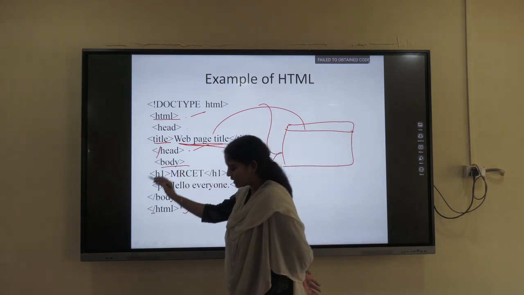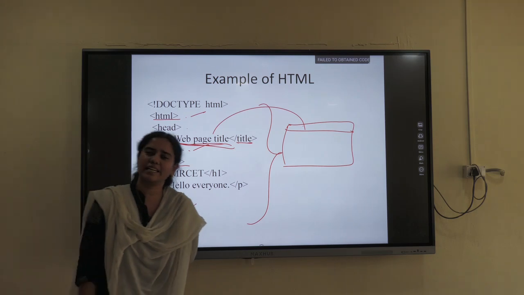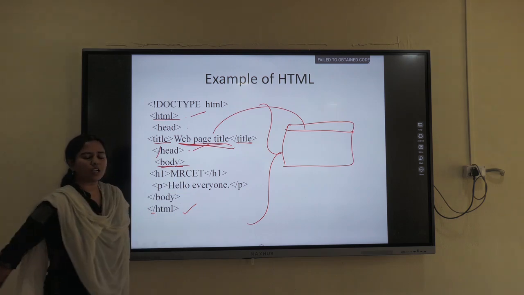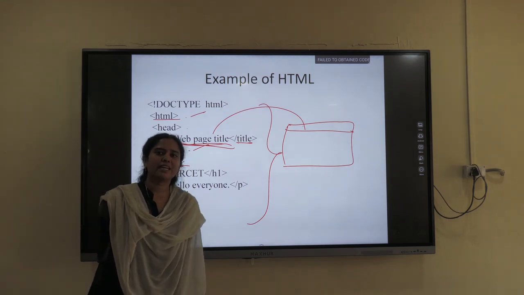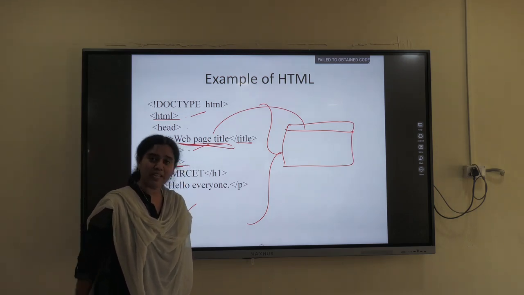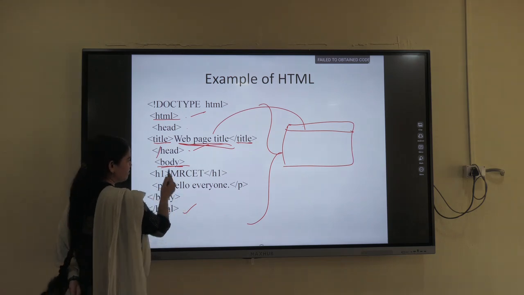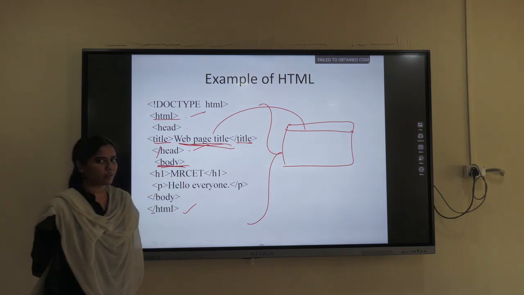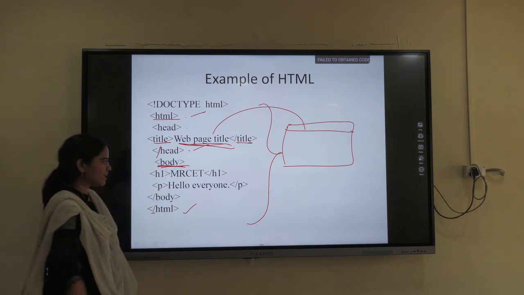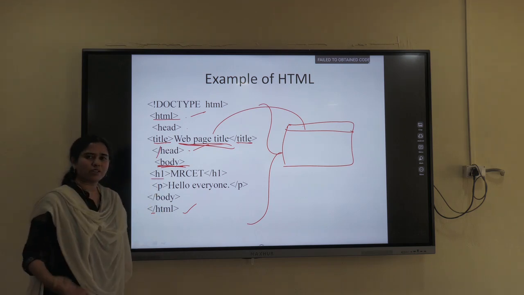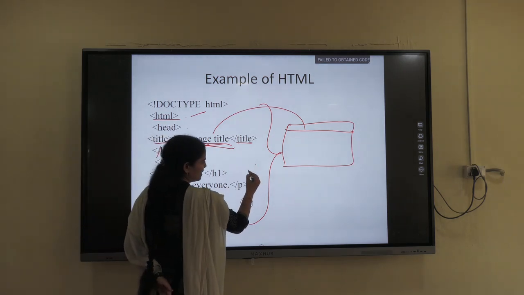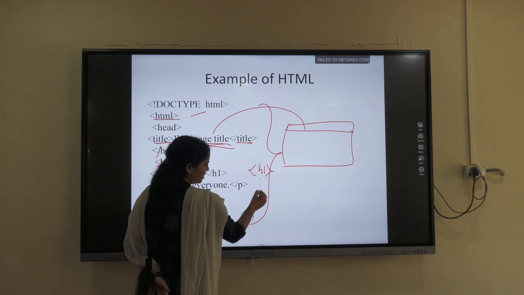Whatever content you want to display in the web browser is written in the tag called body. Whatever information or data you want to display in the web browser can be written inside this body tag only. In the body tag we have different tags like H1. H1 is used for heading tags, and we have different heading tags starting from H1 to H6.